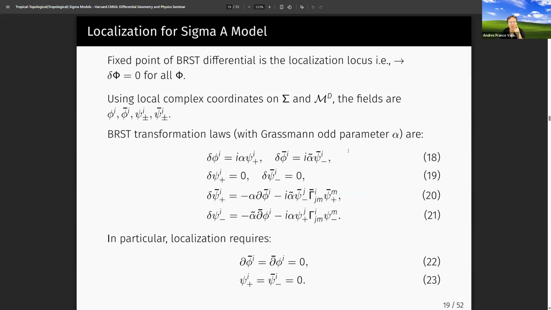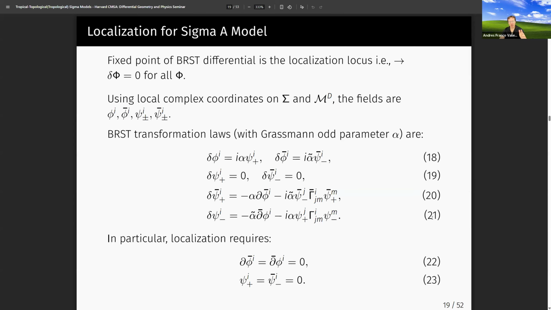If you look at the fixed points of the BRST differential, and you equip the source space and the target space with local complex coordinates, then you can write the fields in terms of these objects. The important thing is that phi^I here is the map that goes from sigma to M. And psi^I is a Grassmann odd vector field that also goes from sigma to M. These are the things we called ghosts, introduced in the previous slides. What you can show is that the BRST transformation laws take the form of equations 18 to 21.